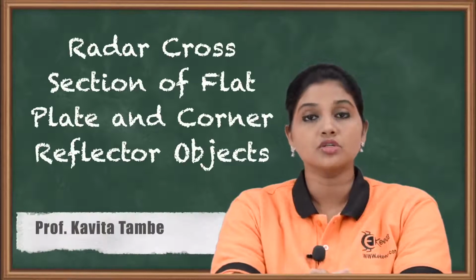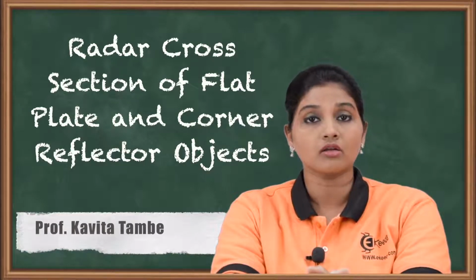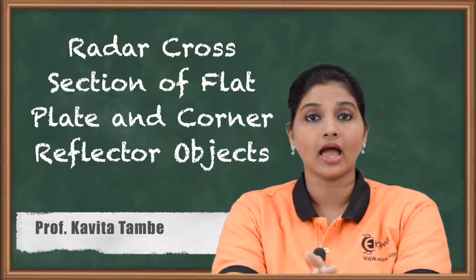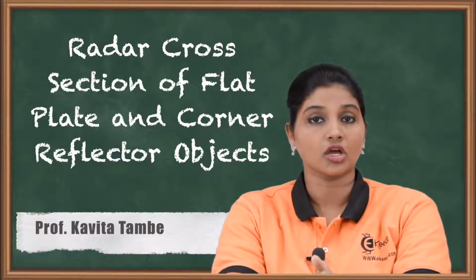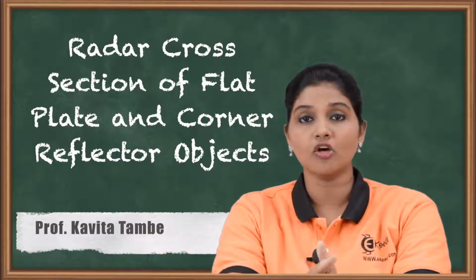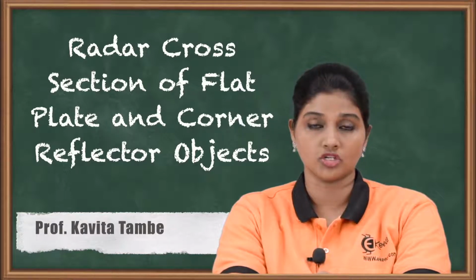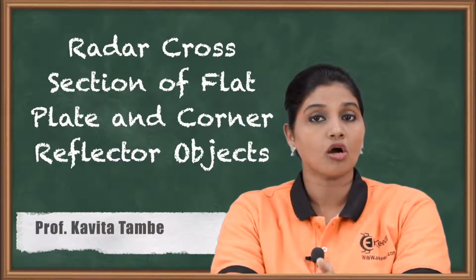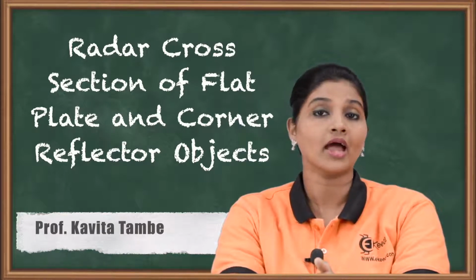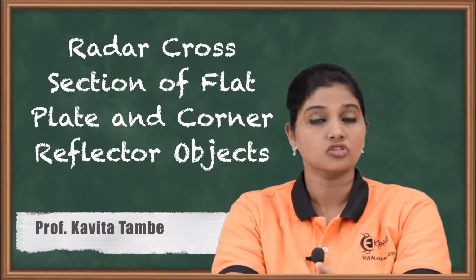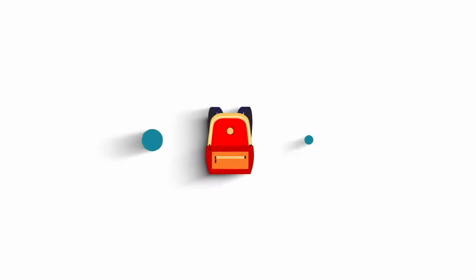Hello friends, in this video we are going to talk about the radar cross section of flat plate and corner reflector objects. We know that the radar cross section of defined shape can be easily obtained by considering the area equation. Now we are going to talk about the flat plate RCS and we are also going to talk about the bihedral and trihedral RCS. So let's begin with the topic.